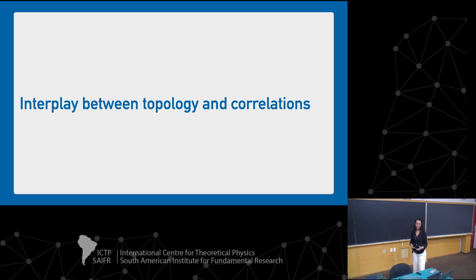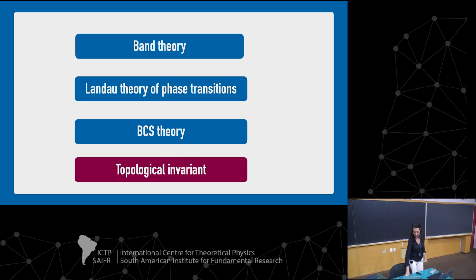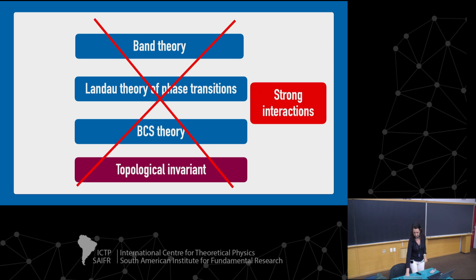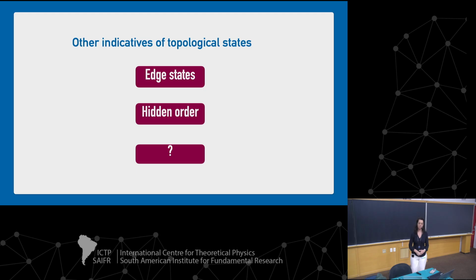So when we think about the interplay between topology and correlations, we go back to that list that I had made before of the things that people in condensed matter like, but sometimes cannot use. I mentioned band theory, Landau theory of phase transitions, and BCS theory, which fail when correlations are present. And now I added the topological invariant to this list because it also fails when correlations are present. So we have to come up with something else to say whether a system is in a topological phase or not.